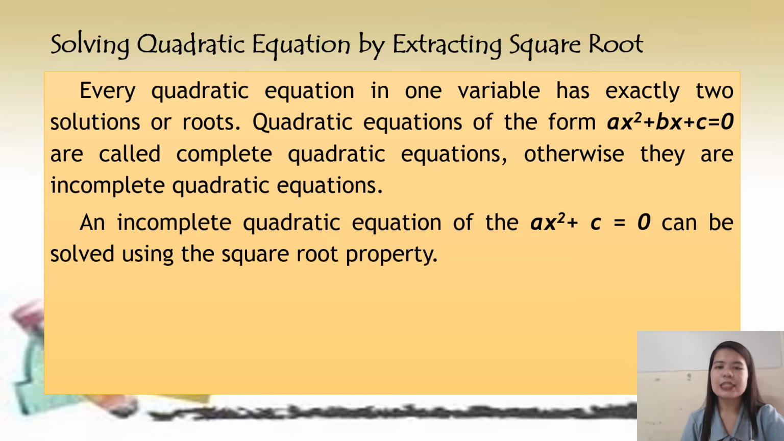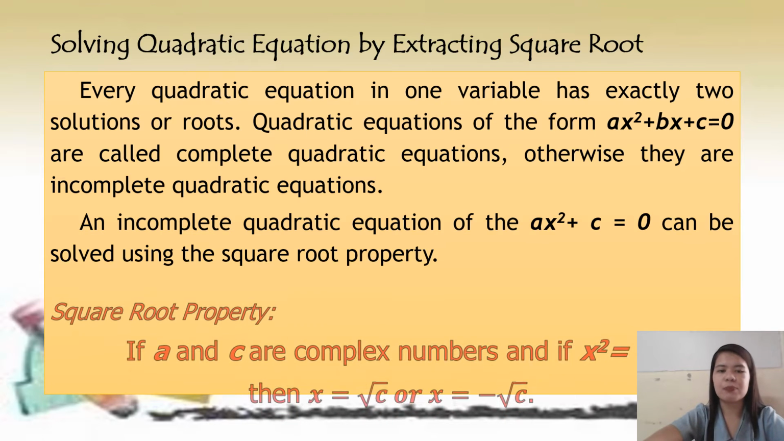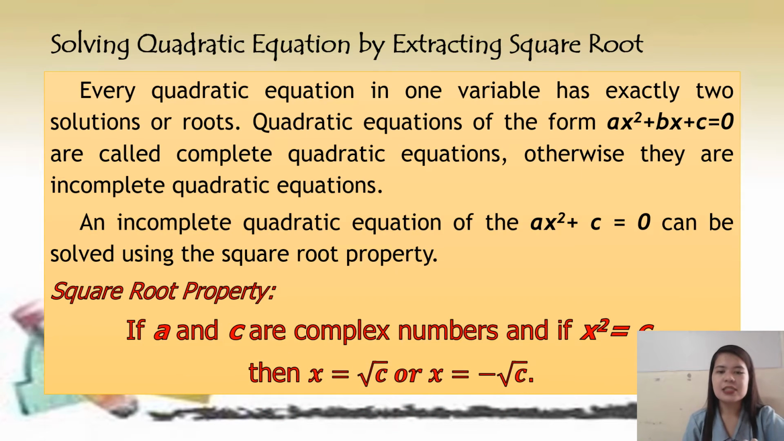An incomplete quadratic equation of the form ax squared plus c equals 0 can be solved using the square root property. Ibig sabihin, kapag ang ating gagamitin ay square root property, ang form niya lamang dapat ay ax squared plus c equals 0. Kung wala siyang bx, pwedeng gamitin ang square root property. Ano nga ba ang square root property? If a and c are complex numbers and if x squared is equal to c, then x is equal to the square root of c or x is equal to negative square root of c.